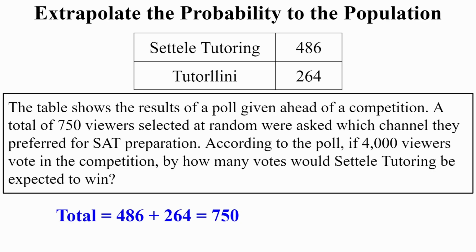Let's first find the total by adding them up. They did tell us that there were 750 viewers, but we probably should just go over that. Just be like, wait, they didn't need to tell you. You could have just figured it out by adding them up. And then capital N, the population size, is the 4,000 people who are going to be voting in the competition in the future. And notice this really key word, expected to win. So that's why I wrote that on the previous slide. That kind of tells us to do this. This keyword expected tells us, okay, we're going to find some kind of proportion and extrapolate it to the population, multiply by the population. All right, so let's crunch the numbers.